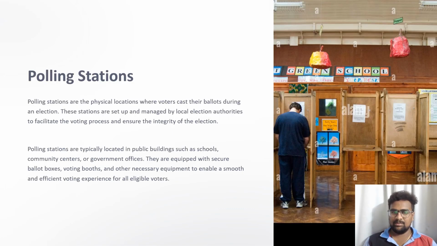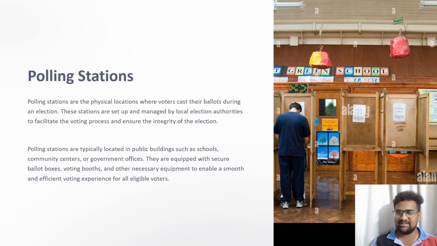Polling station. Polling stations are physical locations where voters cast their ballots during an election. These stations are set up and managed by election authorities to facilitate the voting process and ensure the integrity of the election. Polling stations are typically located in public buildings such as schools, community centers, or government offices. They are equipped with secure ballot boxes, voting booths, and necessary equipment to enable a smooth and efficient voting experience for all eligible voters.